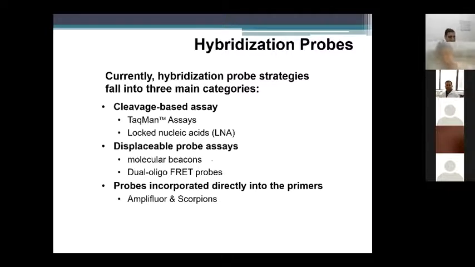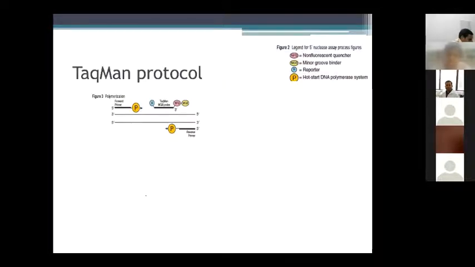So the second strategy is the hybridization probe. Currently, hybridization probe strategies fall into three categories. Number one, cleavage-based assay, including the TaqMan assay and locked nucleic acid assay. Second is the displaceable probe assay, molecular beacons, and dual oligo FRET probes. And the third strategy is probes incorporated directly into the primers, like Amplifluor or Scorpion. So how do these hybridization techniques work?